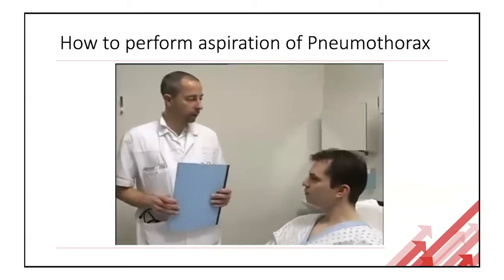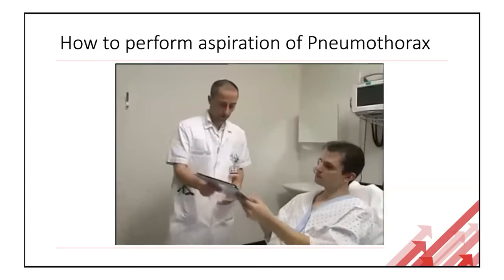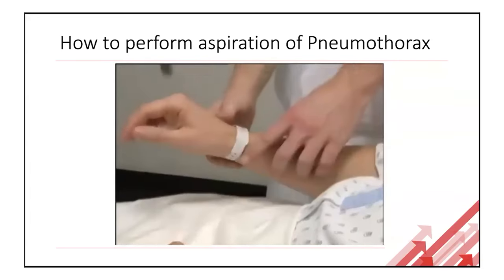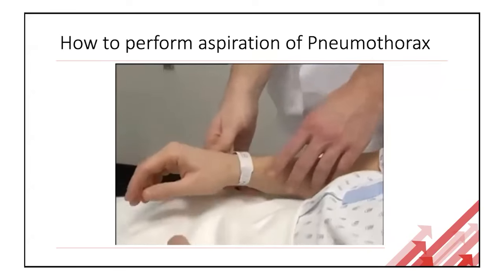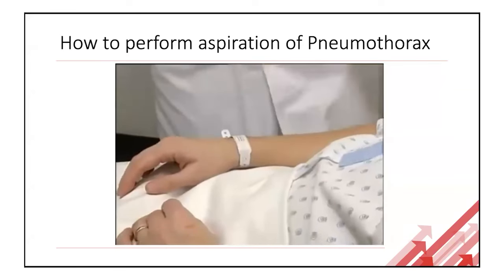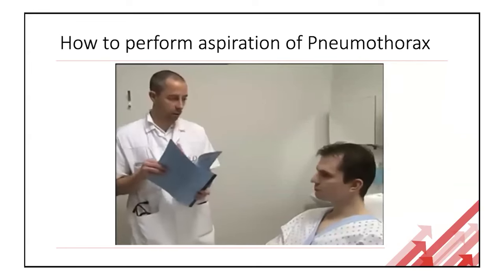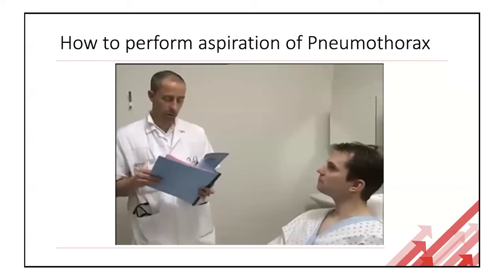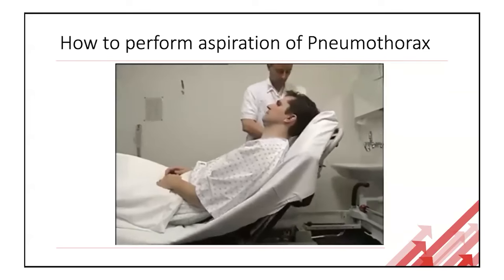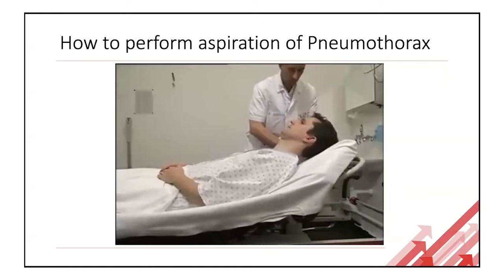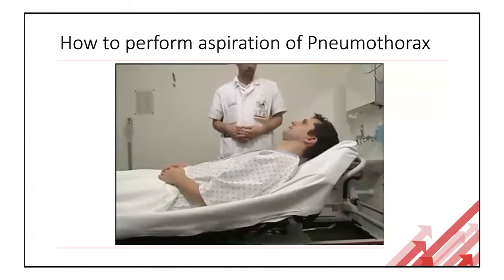Explain the procedure to the patient and obtain written informed consent. Confirm the patient's identity, the indication for needle aspiration, and the absence of contraindications. Confirm that the patient has no allergy to lidocaine and verify whether the pneumothorax is on the right side or the left side. Place the patient in a semi-supine position with the torso at a 30 to 45 degree angle to allow the air to collect at the apex of the lung.